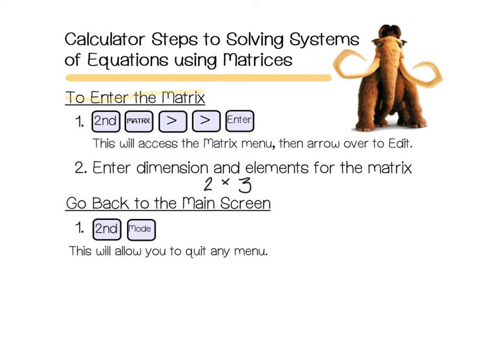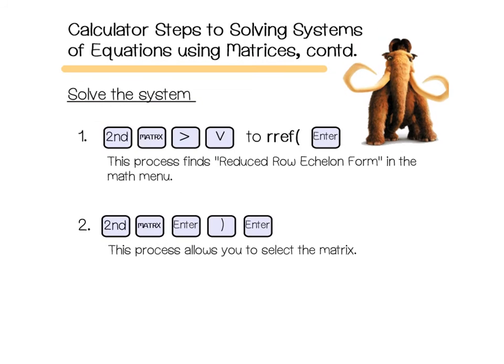After you get done entering, you're going to have to go back to the main screen. You're going to do that by hitting second mode, and that lets you get out of any menu that you're in. So take a few minutes, follow these steps and enter the matrix, and then go back to your main screen. Pause the video for as long as you need to do that.